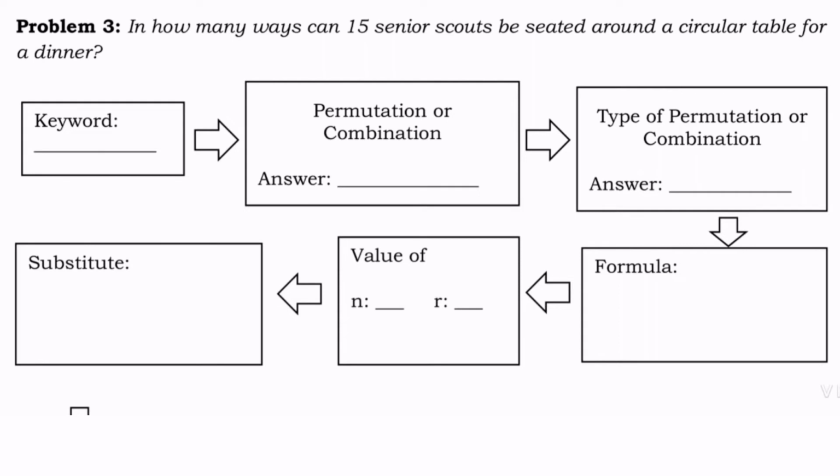In how many ways can 15 senior scouts be seated around a circular table for dinner? Keywords: ways, circular table. Permutation or combination? The answer is permutation. Type: circular permutation. Formula: P is equal to the quantity of n minus 1 factorial. Value of n is 15, r is none. Substitute: P equals the quantity of 15 minus 1 factorial.